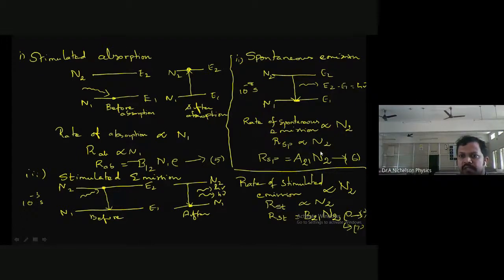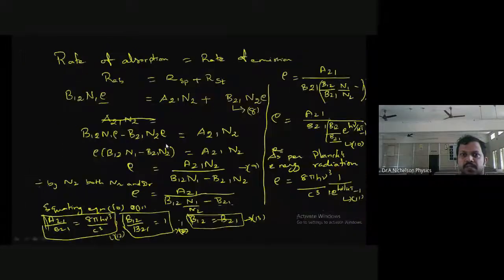The radiation will not be there in spontaneous emission, and the coefficient is A, transition 2 to 1, and stimulated emission again is 2 to 1. And we are equating this rate of absorption and emission.